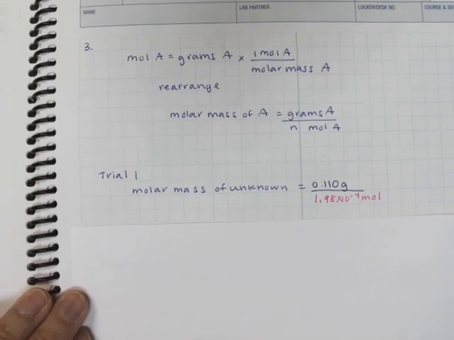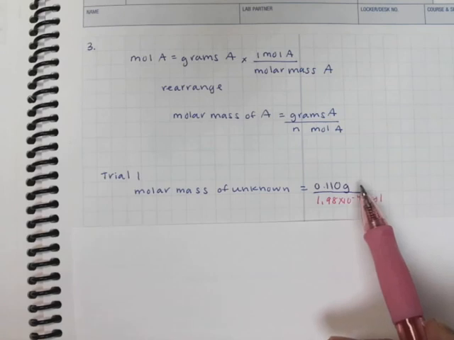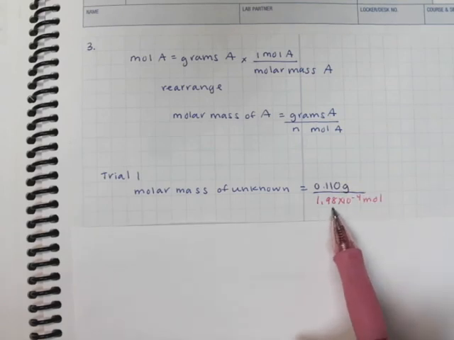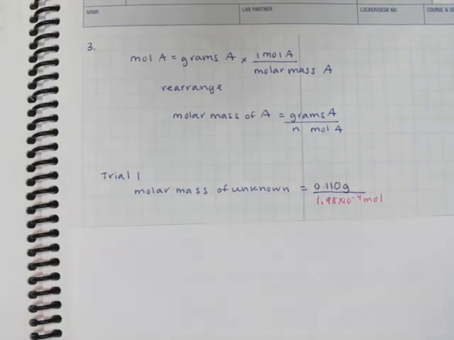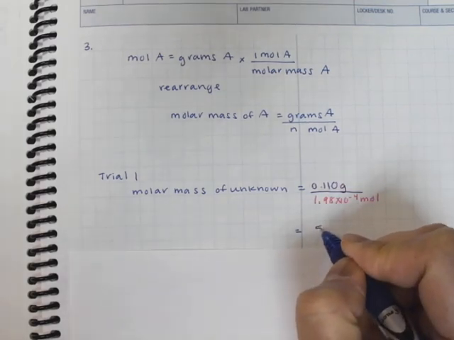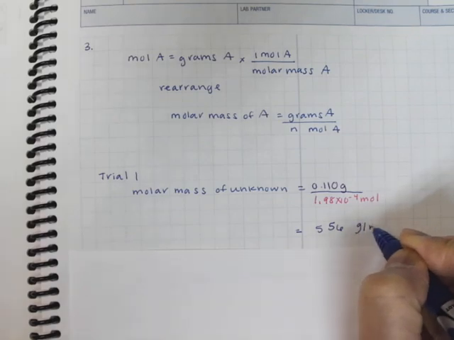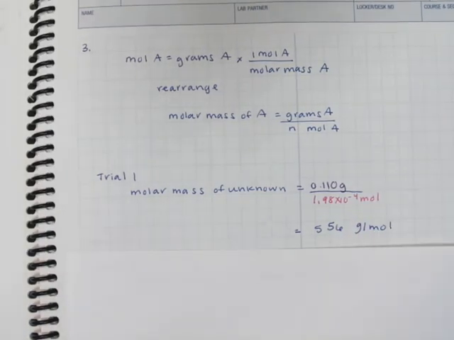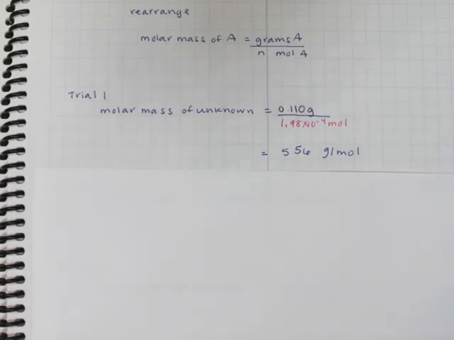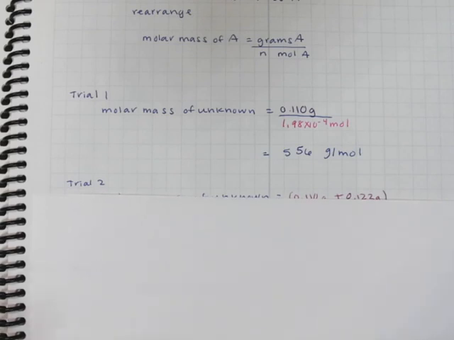So for trial 1, the molar mass of unknown equals 0.110 grams, which is what you weighed out initially, divided by the number of moles there. And that will equal, for this one, which is a very interesting number, 556 when I round, and the units are grams per mole. Again, this is student data, so it's not going to be perfect, and that seems like a very high mass. Theoretically, all of these molar masses that you calculate will be similar to each other.